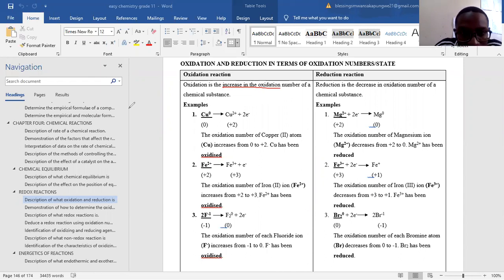So quickly, we have an example of copper. According to the rules, any independent element that is not combined with another, its native oxidation number is 0. Any element that doesn't have a combination, which is not bonded to any chemical substance, has the oxidation number of 0. So here copper is not bonding to anything, therefore its oxidation number is 0.